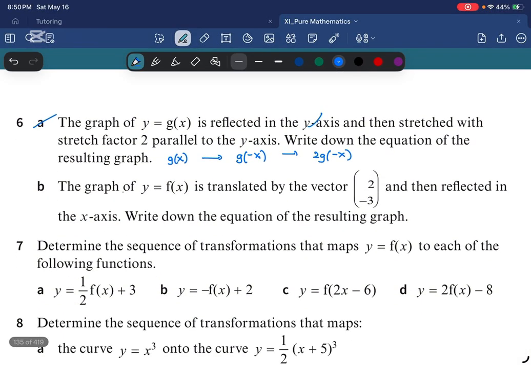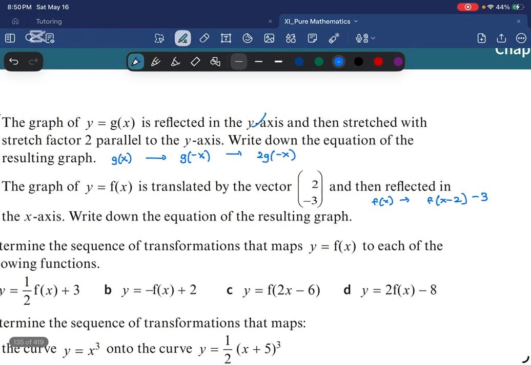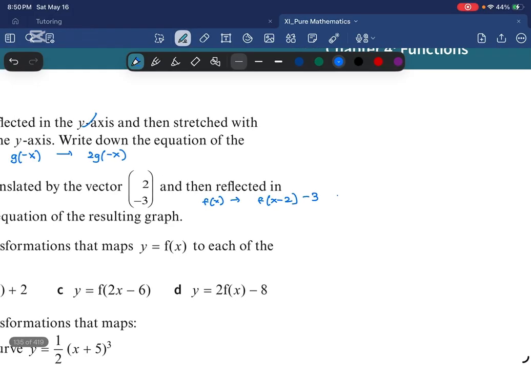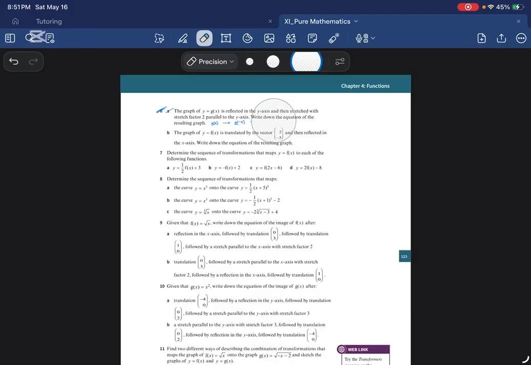All right. The graph of f of x is translated by the vector. Okay, so we have f of x. Let's do the translation. f of x minus 2 does the translation by 2 units. And then minus 3 does the translation by 3 units down. And then reflected in the x-axis. So if it's reflected in the x-axis, that means minus of this whole expression. So finally, that gives you minus f of x minus 2 plus 3, which is 3 minus f of x minus 2. All right, so we're done with 6. So this is your answer, 3 minus f of x minus 2.